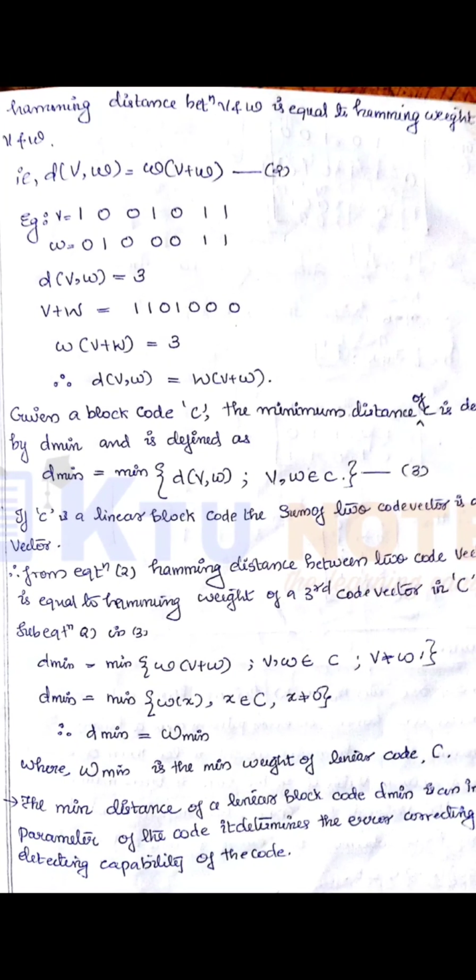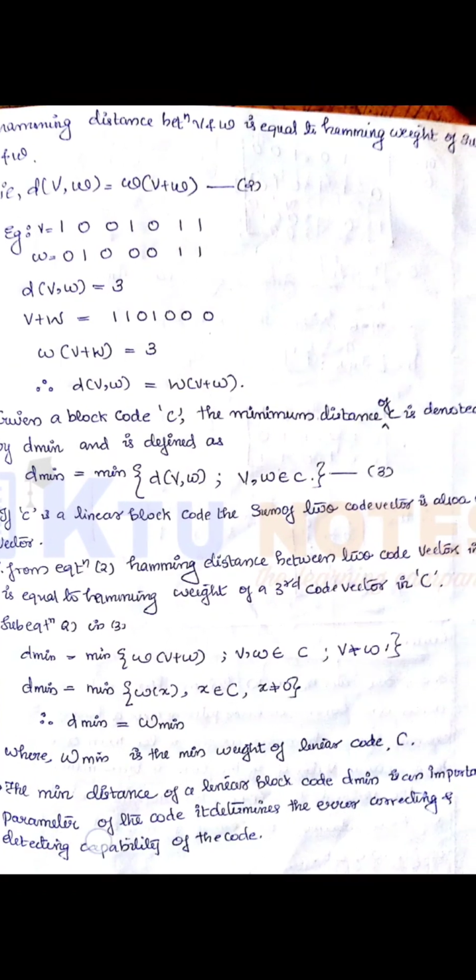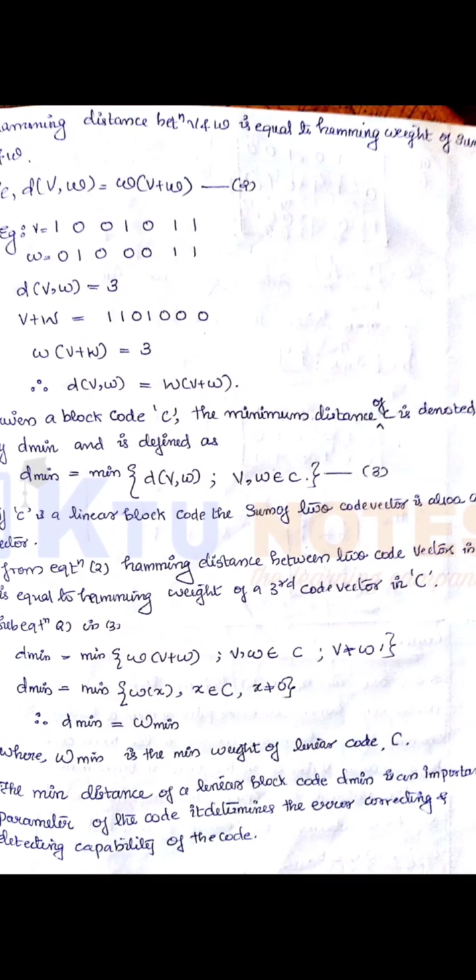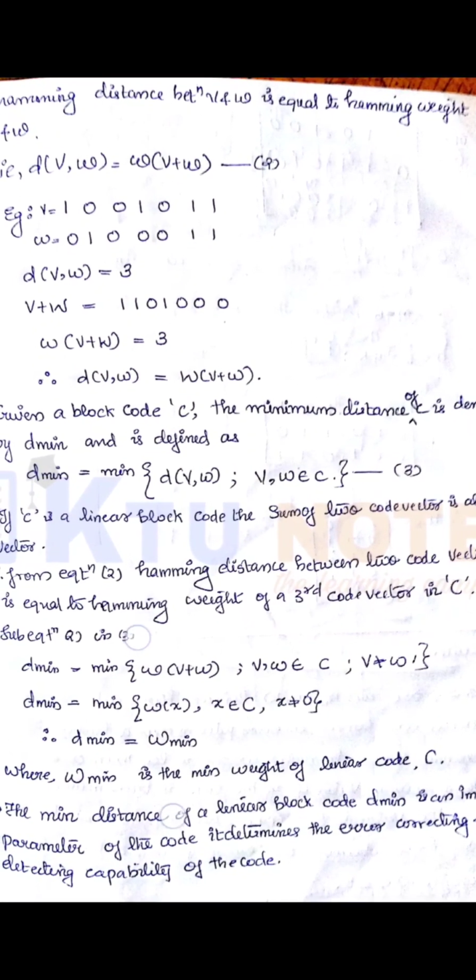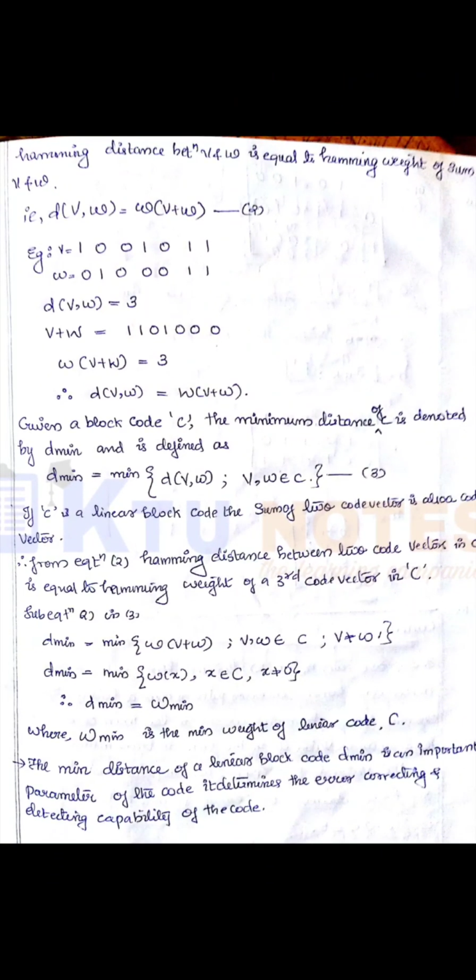So d minimum is equal to the minimum weight. Okay. So we got d minimum as the distance between two vectors, and we also have d minimum equal to the minimum weight of a vector, where the minimum weight is that of the linear block code. So the minimum distance can be found by finding the minimum weight also.